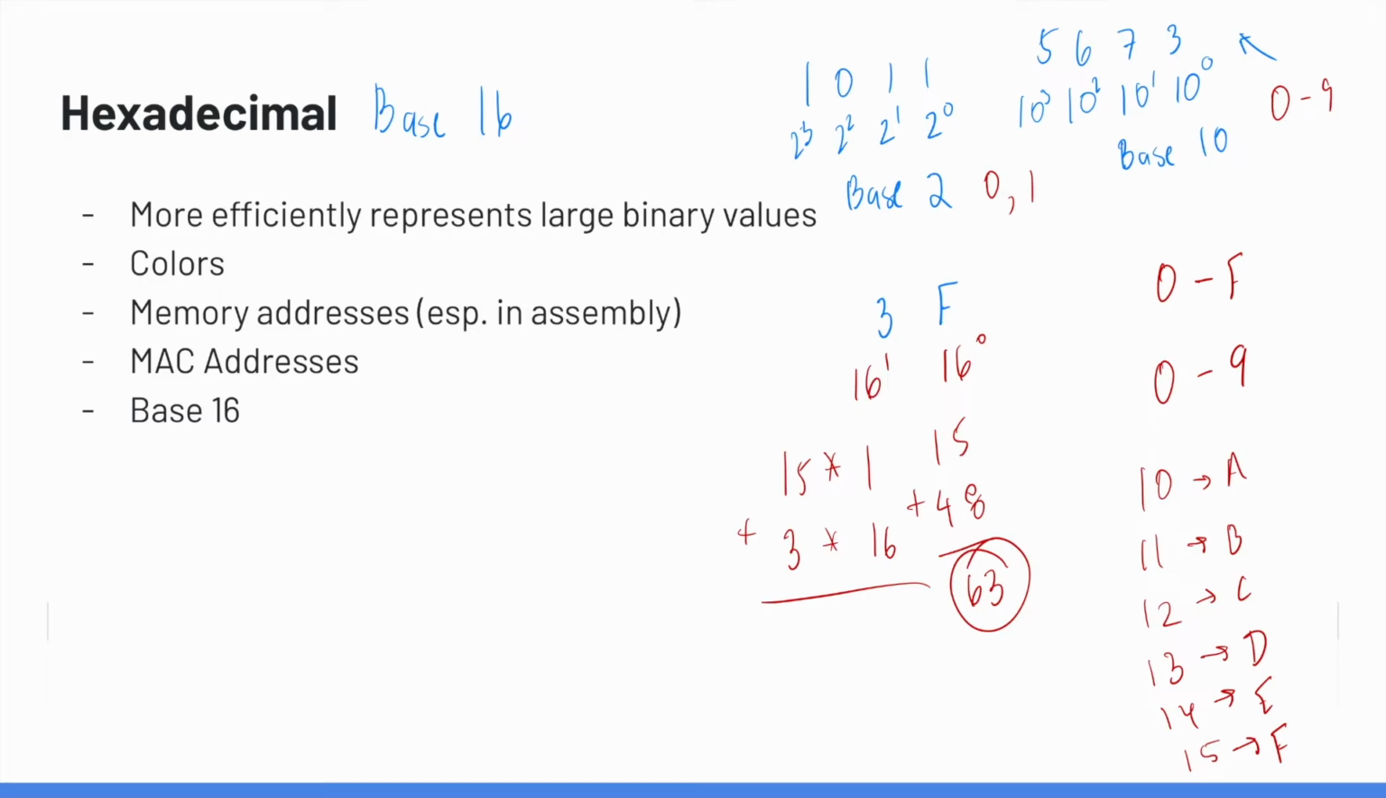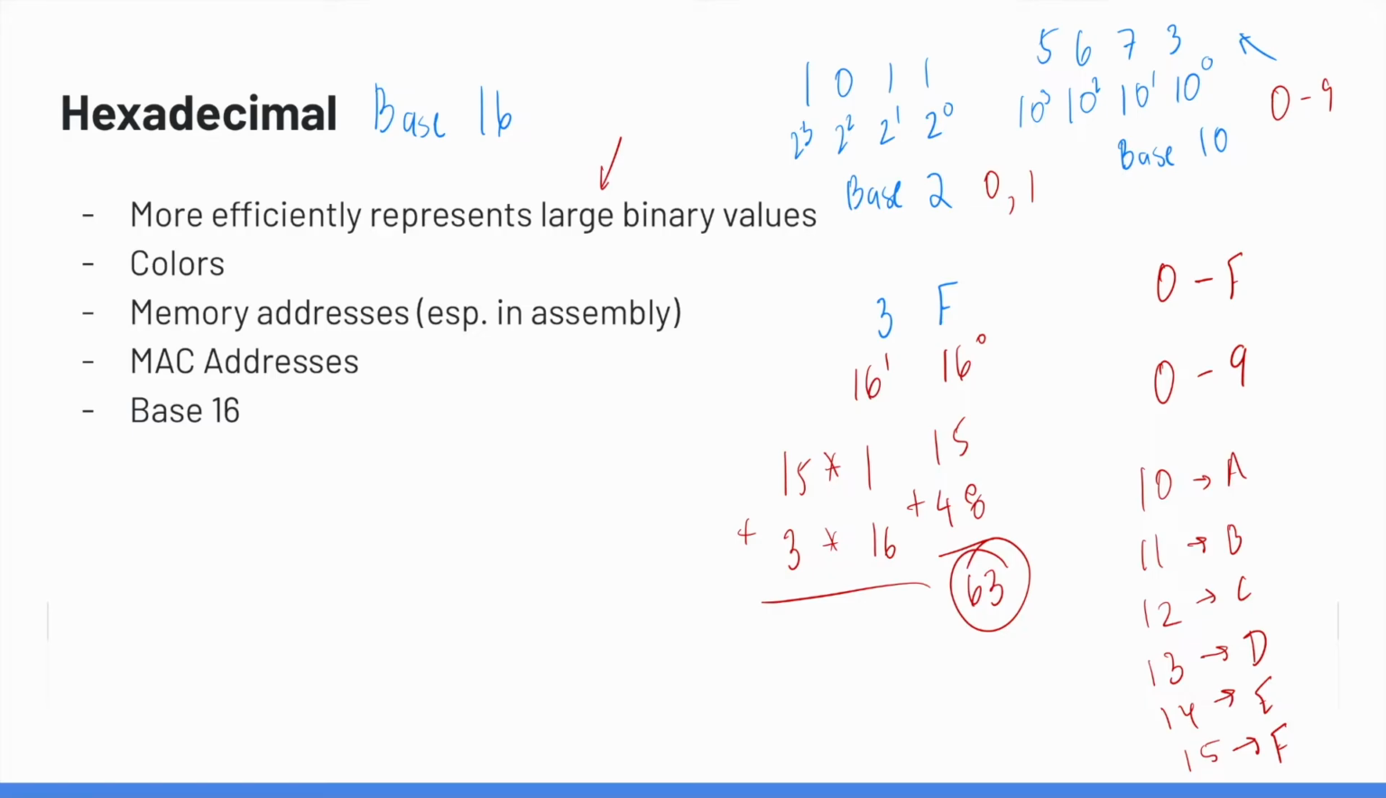Now, hexadecimal is used to more efficiently represent large binary values. It represents colors. It's used extensively to represent memory addresses, also MAC addresses, which are used in networking, which you'll cover in the networking topic if you haven't covered that yet. So it is used pretty extensively, and that's the reason why it's covered in this curriculum.